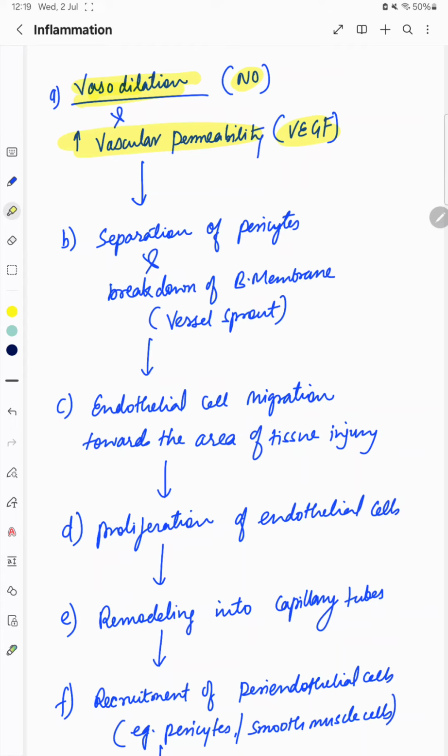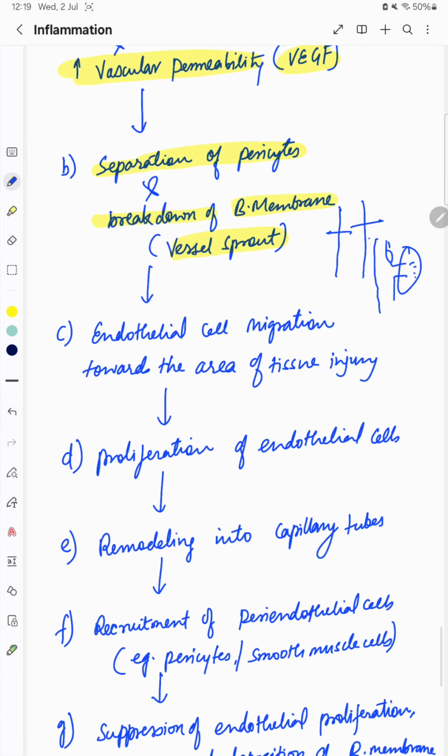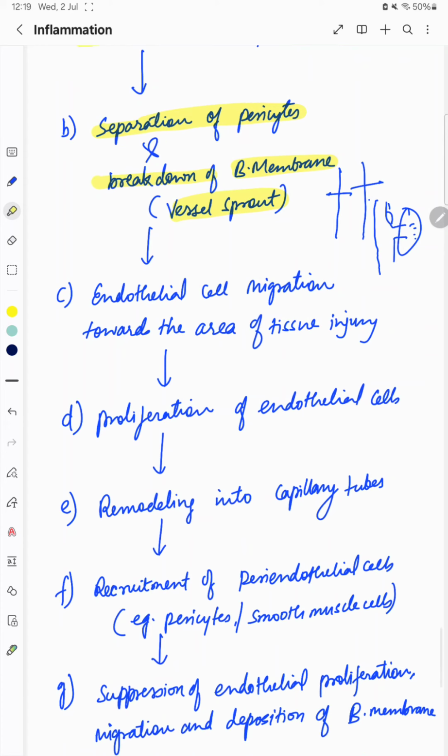After the vasodilation, there will be separation of pericytes and breakdown of the basement membrane, which will result in a vascular sprout from the main blood vessel. This is a vascular sprout. Endothelial cells then start migrating toward the areas of tissue injury in this sprout. Proliferation of these endothelial cells takes place.